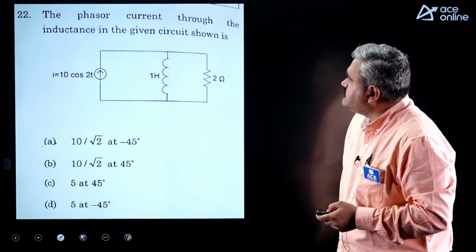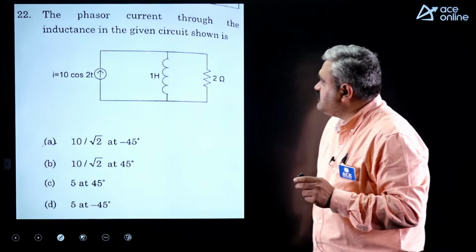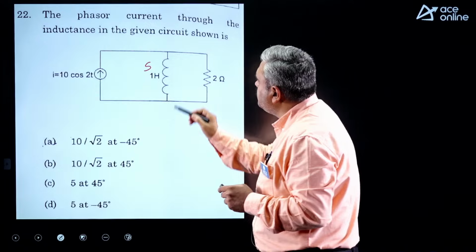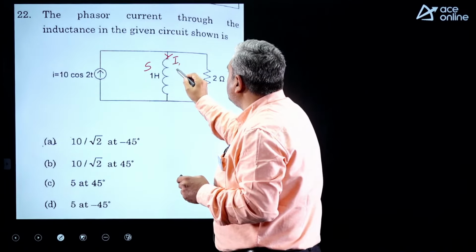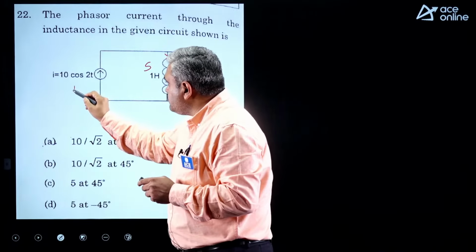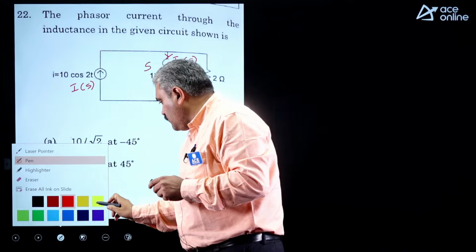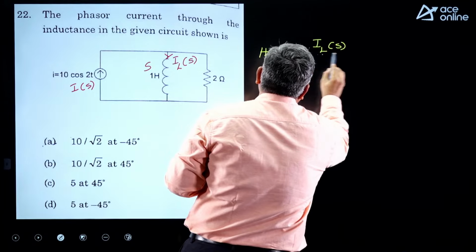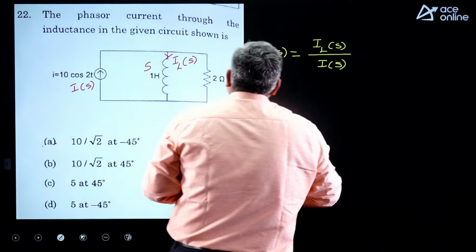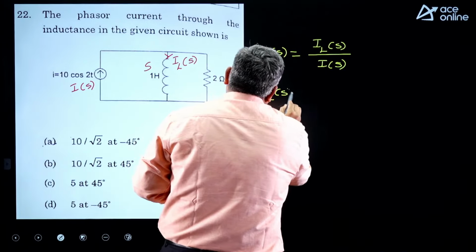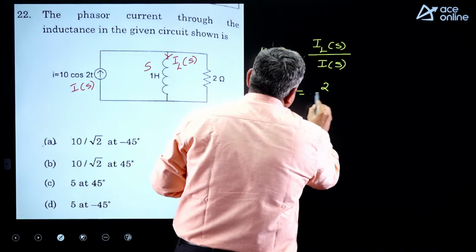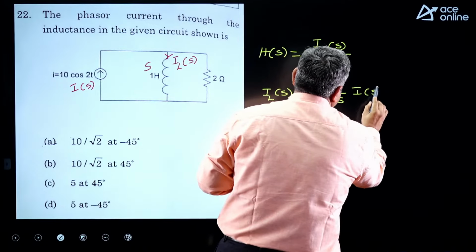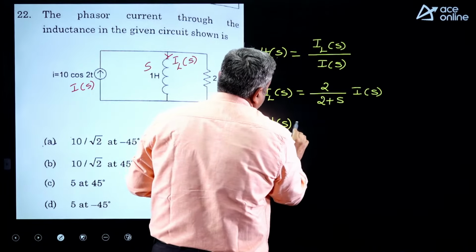Okay. Next, the phasor current through the inductance in the given circuit is dash. So here you can see this is a current source. This impedance will be SL, so it becomes S. So what is the response he is asking? Current across inductive branch means IL of S. So let us assume this current source is I of S. So if you go with the standard transfer function model, output I require is current across inductive branch, input I am giving is current source. So what is this IL of S? Current division principle. Opposite branch resistance is 2 divided by total 2 plus S multiplied by current I of S. Current division logic.